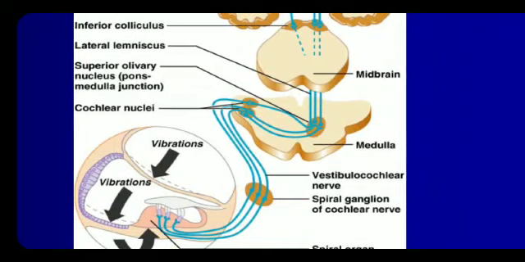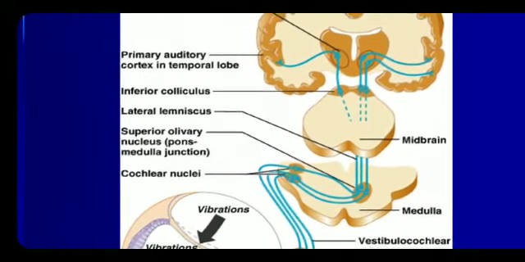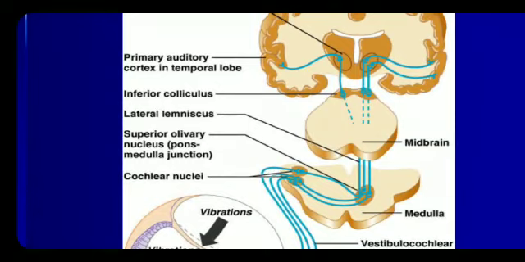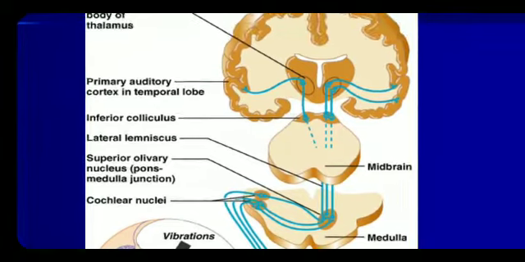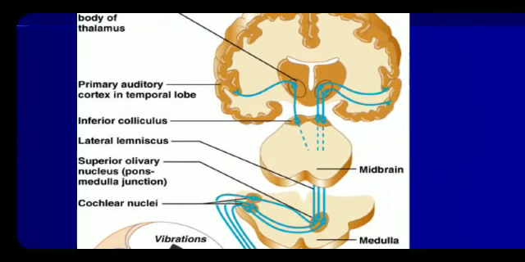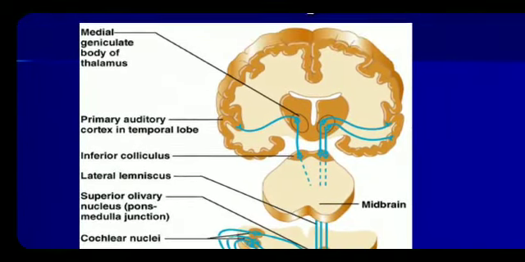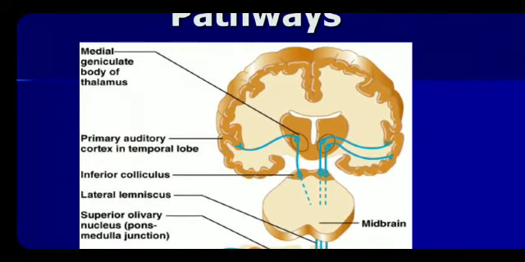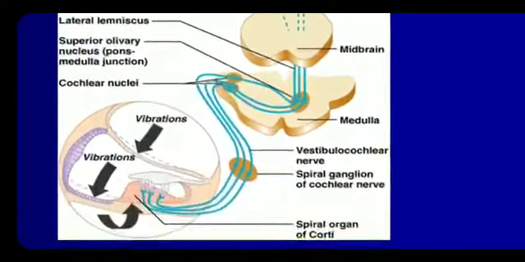So when you are studying the auditory pathway, just remember the relay stations. The first one is the spiral ganglion. Next, remember the superior olivary nucleus, and then the nucleus of lateral lemniscus, and then you should remember the inferior colliculus and medial geniculate body, and then the auditory cortex. So these are the relay stations.